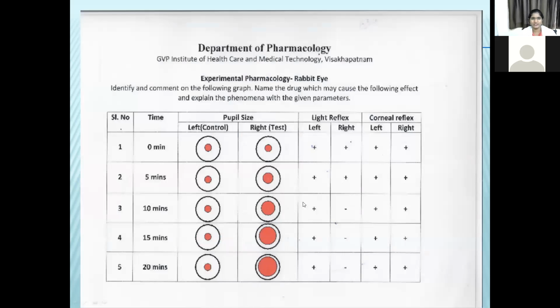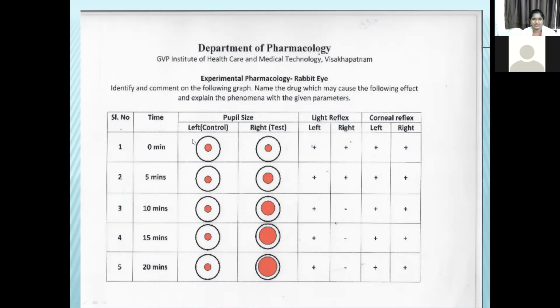And here you can see this chart. We would be given this chart in your exam. So you have to write everything. First you have to identify whether it is mydriatic or miotic. Then you have to write the aim, materials required, procedure, and the discussion part, and explain whether the pupil size is increased or not. You have to explain about light reflex and corneal reflex in your exams.